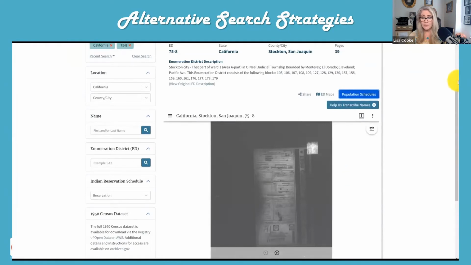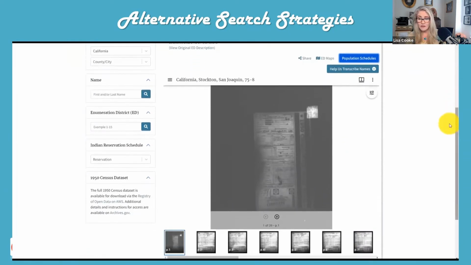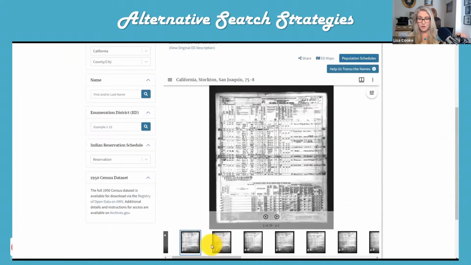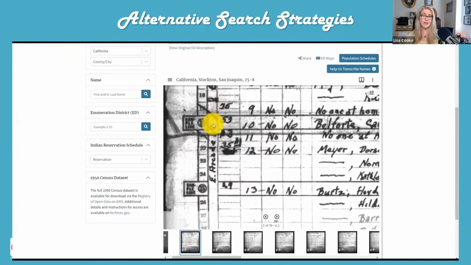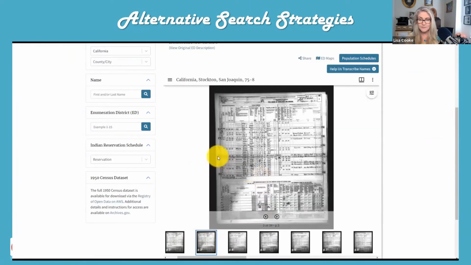However, if I click population schedules, there's maybe 24 pages here. I can scroll through them pretty quickly. Click on the first page. So I see East Arcade Street. Now, their address was 21 West Arcade. So I might get lucky. Maybe the enumerator just went right down the street. We could look at page number 3 next. Zoom in.